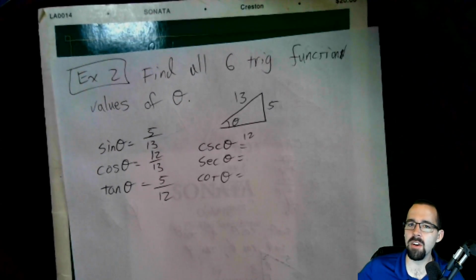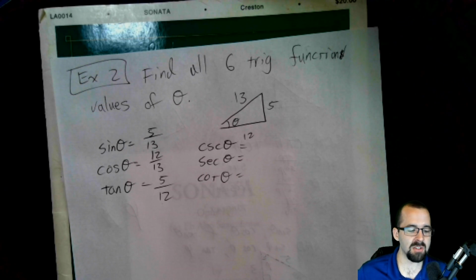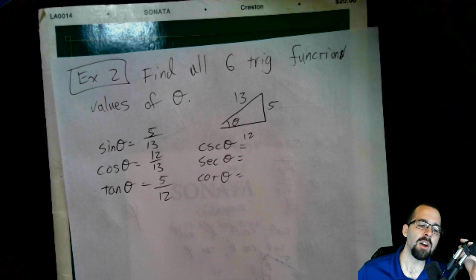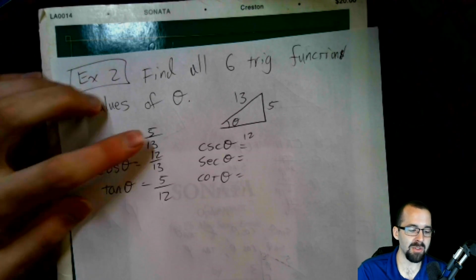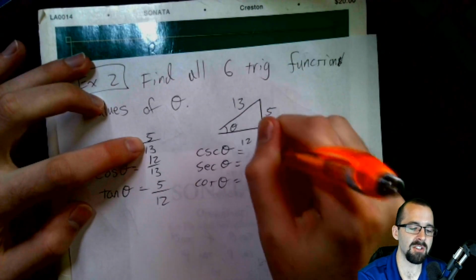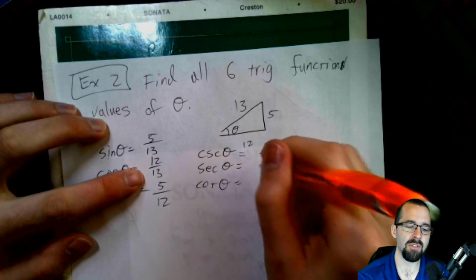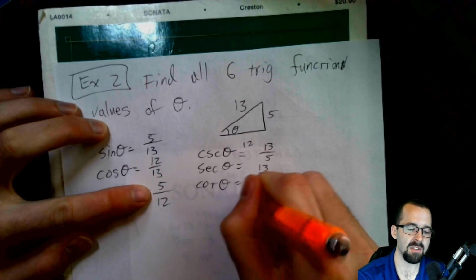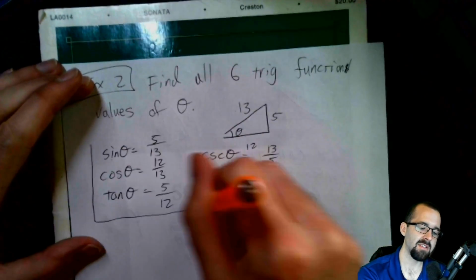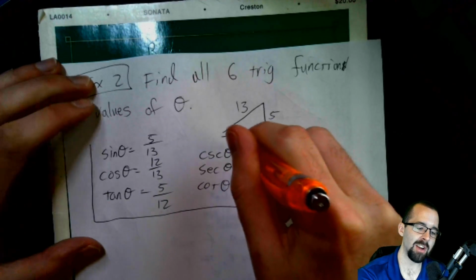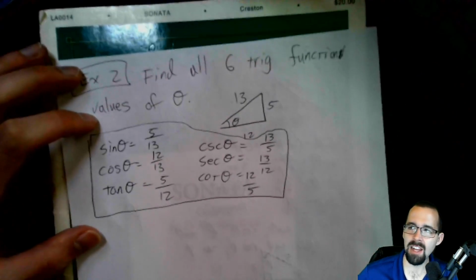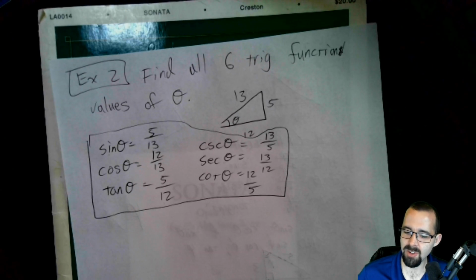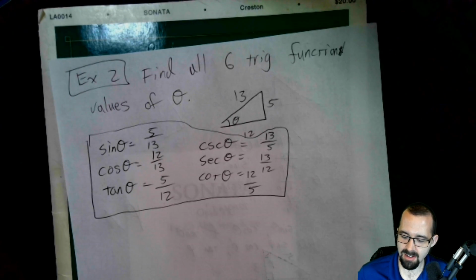Okay, and we've already done all the hard work. Because once we find sine, cosine, and tangent, the reciprocal function values are just the reciprocals of these values. So the reciprocal of 5/13 is just 13/5. Reciprocal of 12/13, 13/12. Reciprocal of 5/12 is 12/5. Not exactly drawn straight, but we have all of our answers for example 2. Just like that.